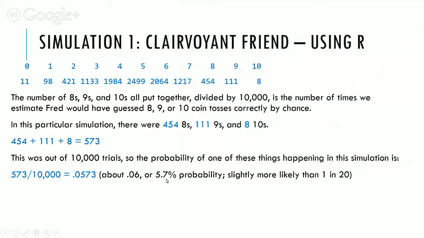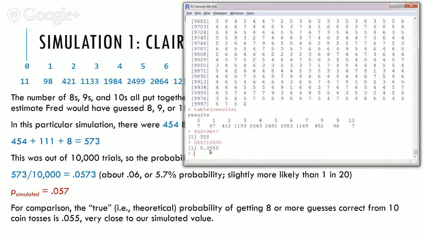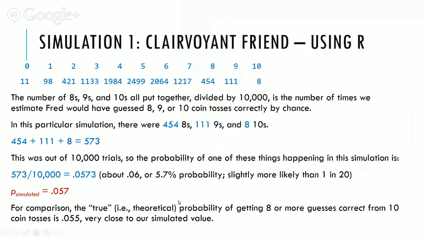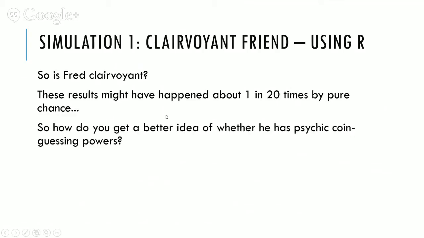So this is really zooming in on things. The simulated probability is 0.0555. The true theoretical probability is 0.055, actually, which is incredibly close to what we got here. This was slightly higher at 0.056. So our simulation worked. We just said, hey, computer, 10,000 times simulate Fred guessing, and then show me how many times he got 8, 9, or 10 correct. So is he clairvoyant? These results would have happened about 1 in 20 by pure chance.